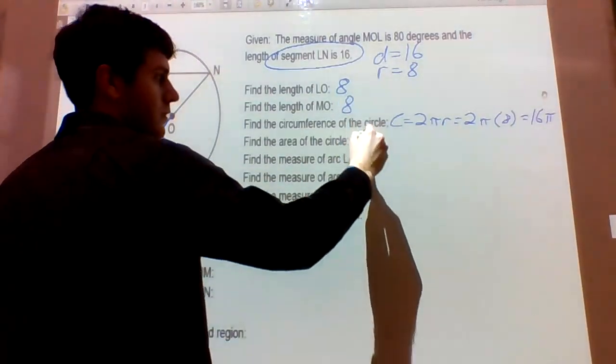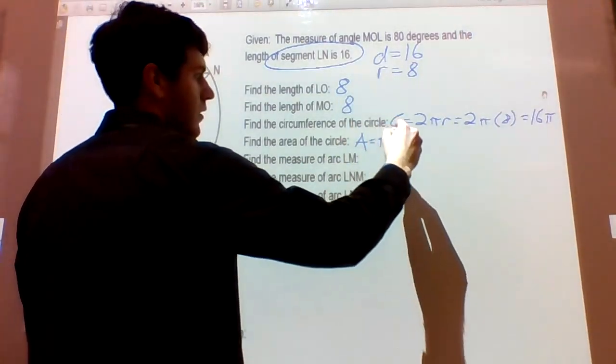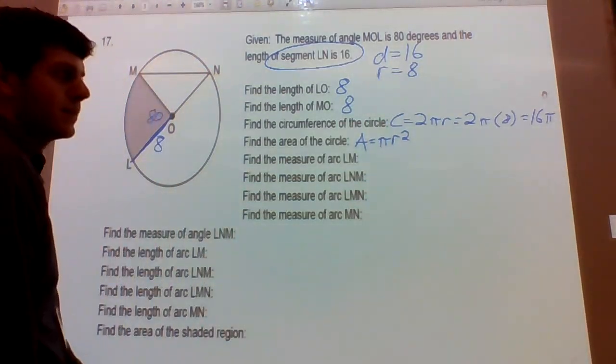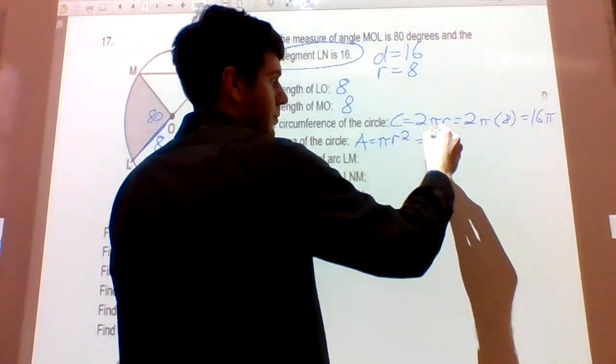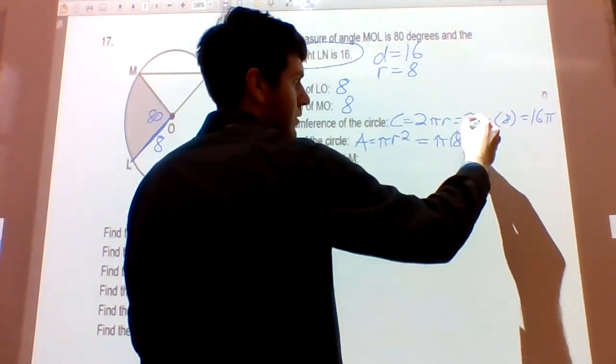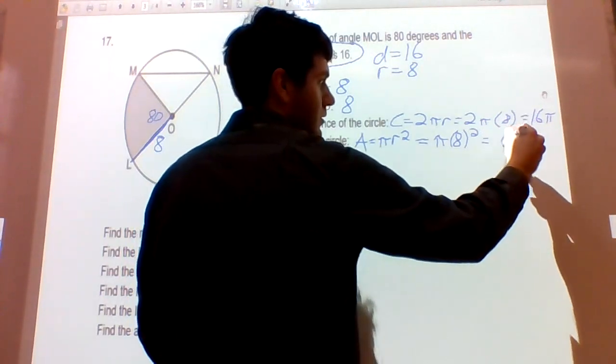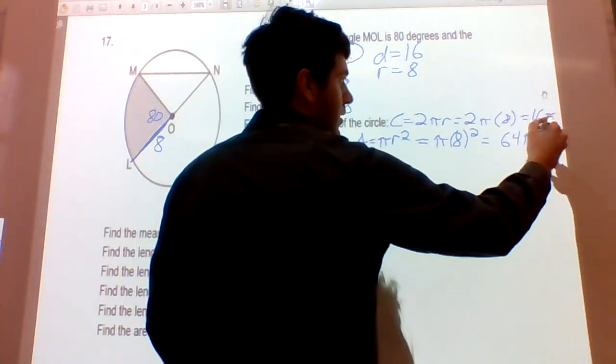Area of the circle, again, is pi r squared. If anyone gets any of the area questions wrong, I'm going to be pretty upset. Radius is 8, so pi times 8 squared, which is going to be 64 pi.